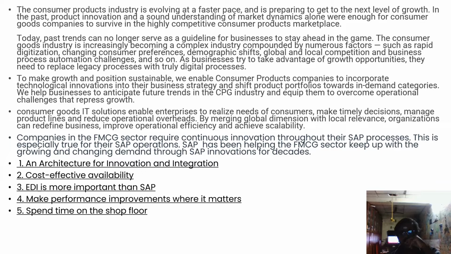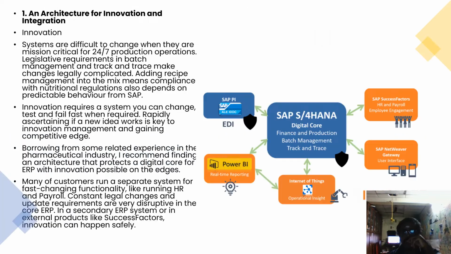First, an architecture for innovations and integration. Second, a cost-effective, available solution. Third, EDI, electronic data interchange, which is very important in SAP because it needs proper updates on a timely basis for the customer and the product company, that is the FMCG company. Fourth, make performance improvements whenever required for growth. And finally, spend time on the production shop floor, warehouse design, and warehouse operations optimization. Those are the important aspects for the fast moving consumer goods industry. And then we have an architecture for innovation and integration. So what are the five points we discussed?